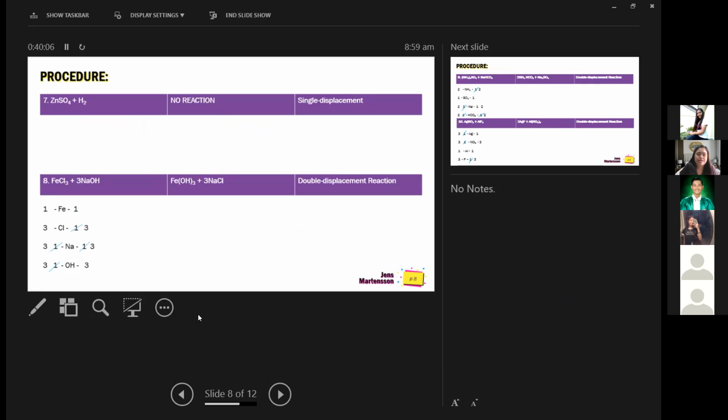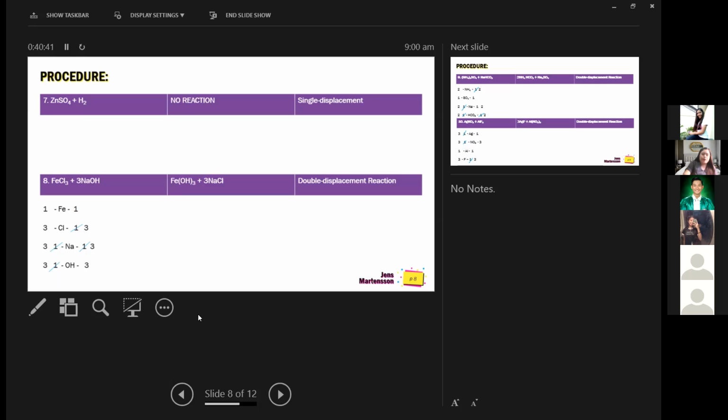This is another single replacement reaction. Single replacement kasi compound plus element. Now, nalaman na natin, single replacement siya. The next thing you need to do is to look at the activity series of metal. Alin ba ang nauna, si zinc or si hydrogen? Siyempre, nauna si zinc. Nasa baba si hydrogen. And that means, anong ibig sabihin yan? And that means na the reaction is not possible.